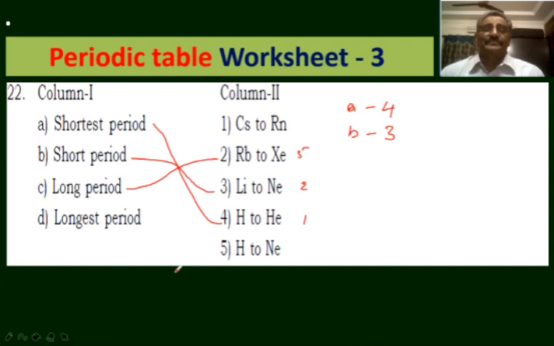And what is the other one? Longest period. Longest period is the sixth period. It has the elements from cesium to radon. That is sixth period. So A4, B3, C2 and D, longest period. Longest period is the sixth period, that is D1. This is the correct match.